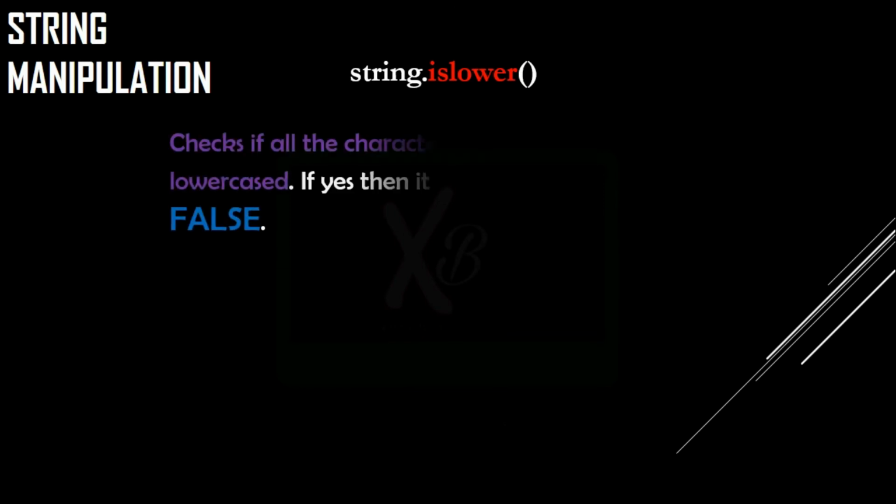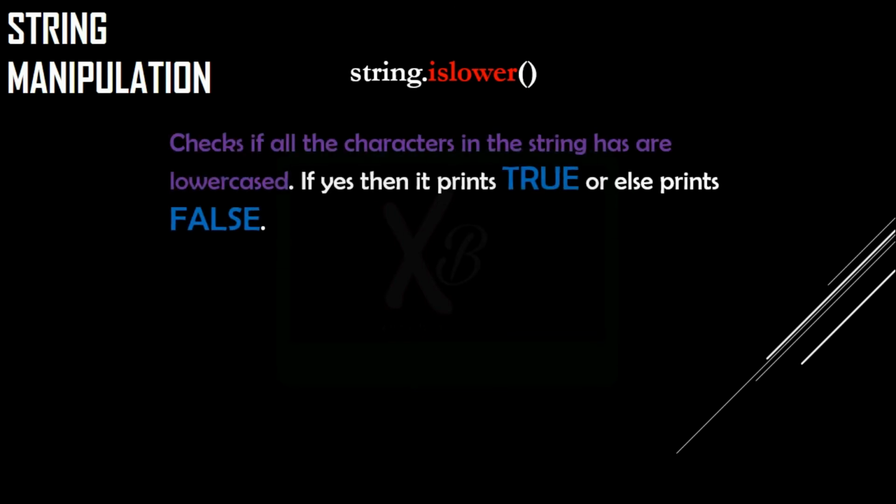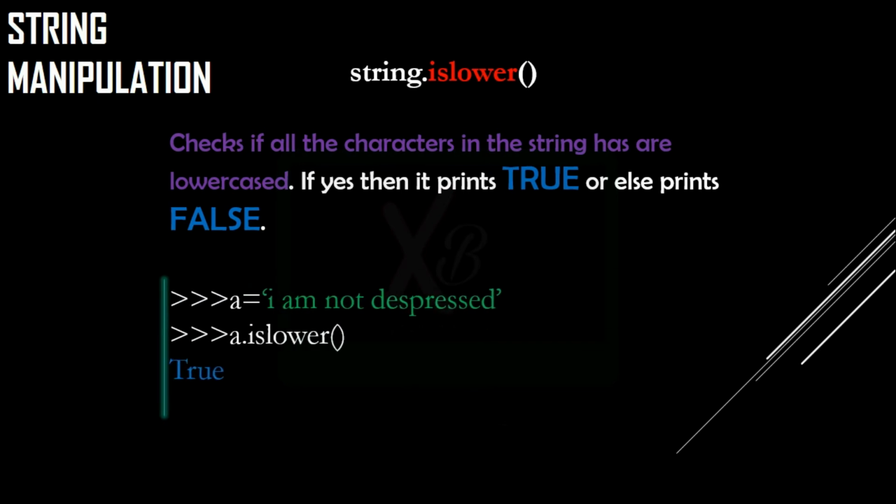String.islower checks if all the characters in the string are lowercase. So all should be lowercase. If yes, then it prints true, or else it prints false. We have an example here, a is equal to I am not depressed. You see all the characters here are lowercase. There is no capital letter here, so it's going to give me true.